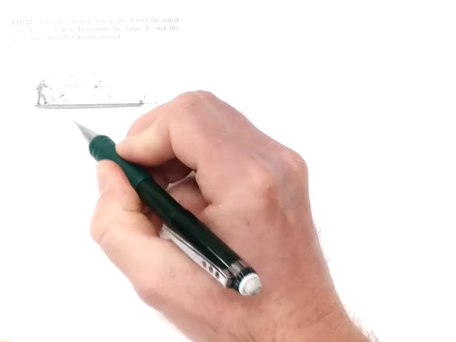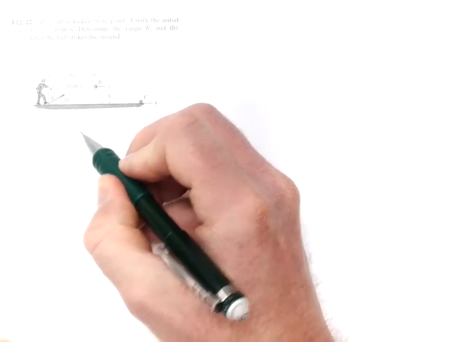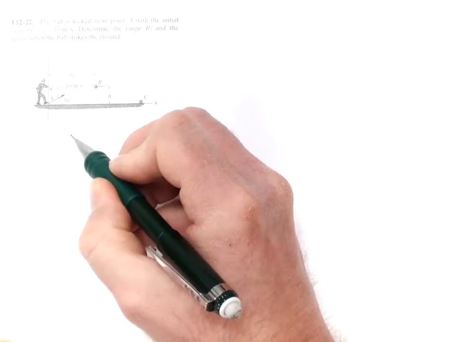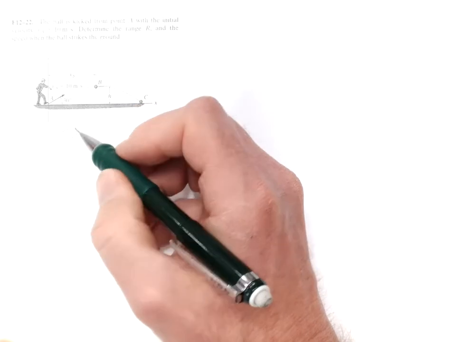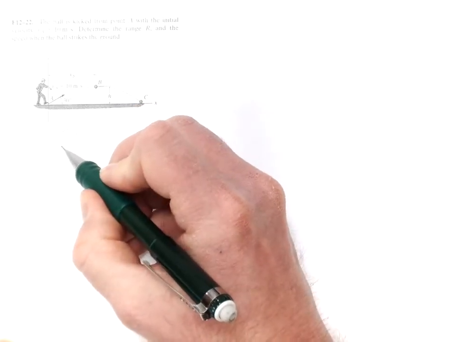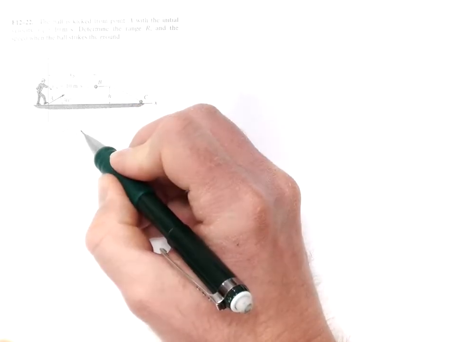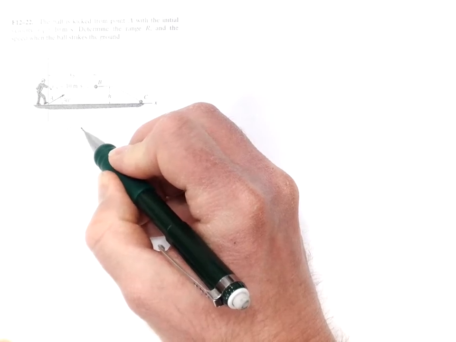So if that's a 10, and we have a 30-degree angle, the cosine of 30 is 0.866, so this is 8.66. And the sine is 0.5, so this is 5.